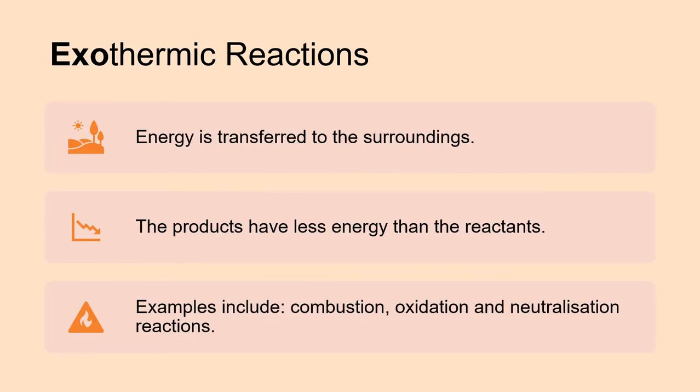Then we went ahead and looked at some types of reactions. The first of which we looked at was exothermic reactions. And this is a reaction where energy is transferred from the reaction to the surroundings. This means that the products have less energy than the reactants because some of that initial energy has been transferred to the surroundings. This is why when we feel the reaction it feels hot, because some of the energy has been transferred to us as part of the surroundings. Some examples of this include combustion, oxidation and neutralisation reactions.